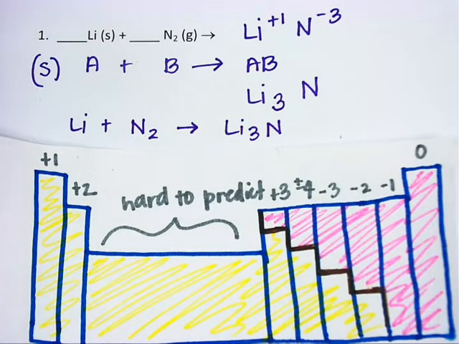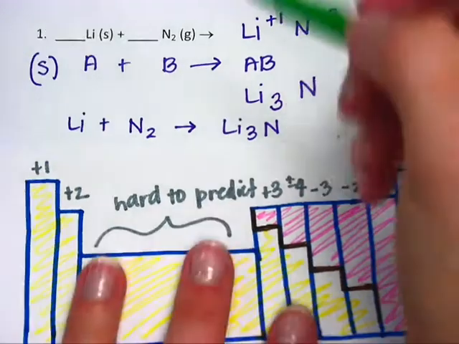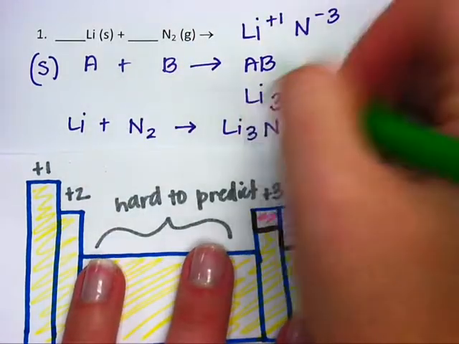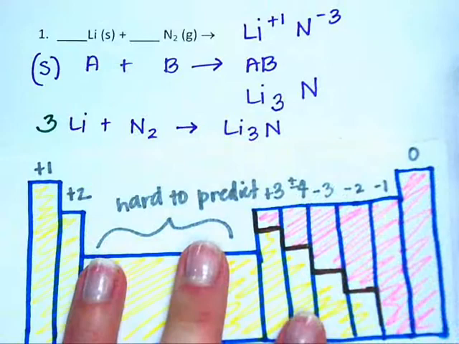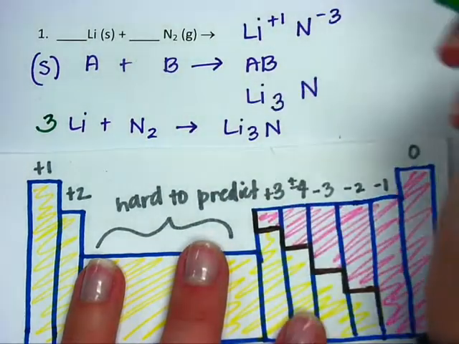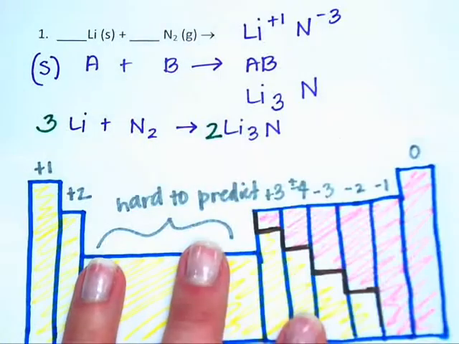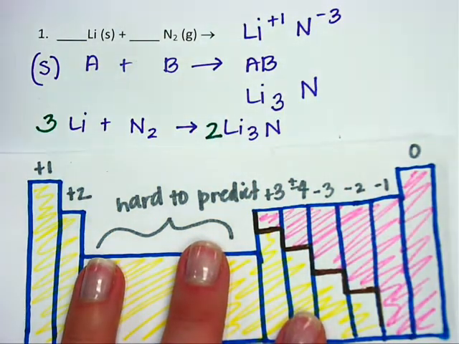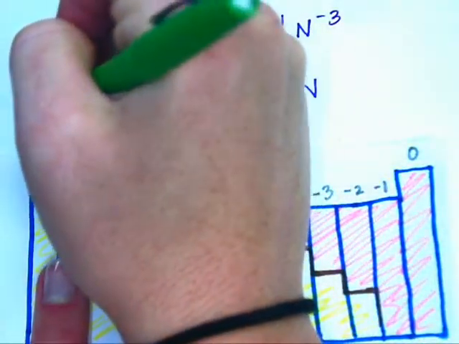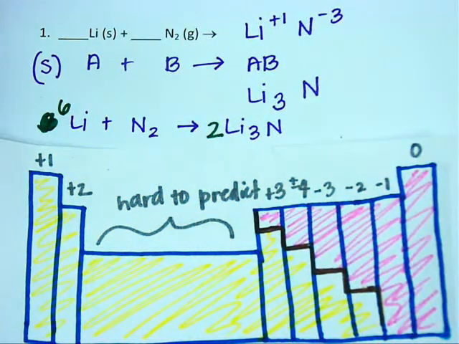If you don't remember how to balance, you'll want to watch the video on that. But the 3 next to lithium, I'm going to need 3 lithiums on each side. There's 3 right here, so I'll make 3 over here. That balances lithium, but right now nitrogen is not balanced. I have 2 on the left, only 1 on the right, so I will need a 2 here. When I put the 2 there, I changed my number of lithiums. 2 times 3 is 6, so that means over here I will need 6 lithiums. So 6 Li plus N2 forms 2 Li3N, and that is your balanced equation.